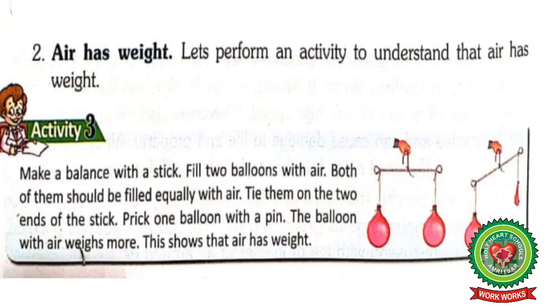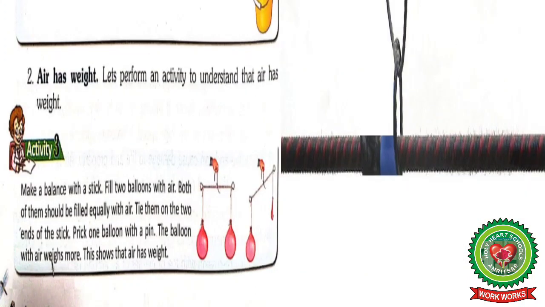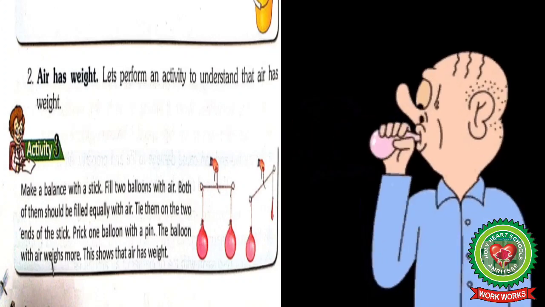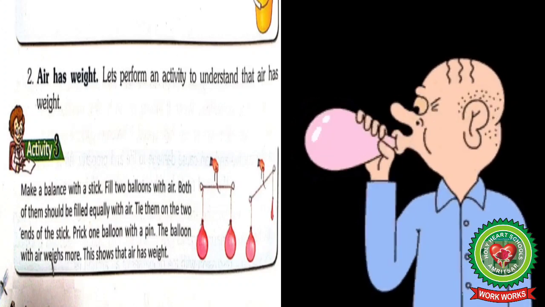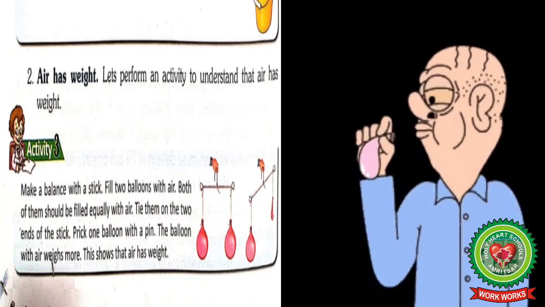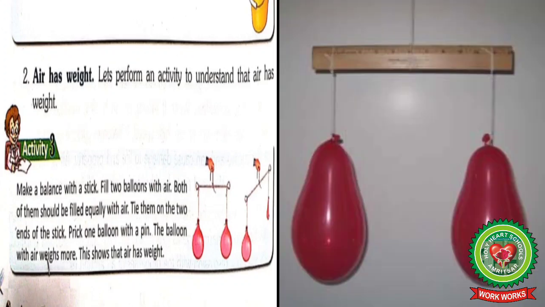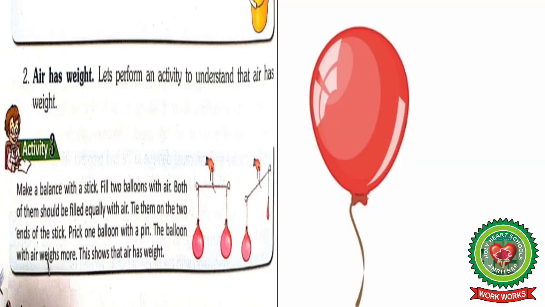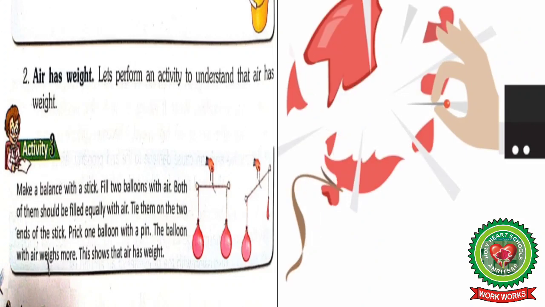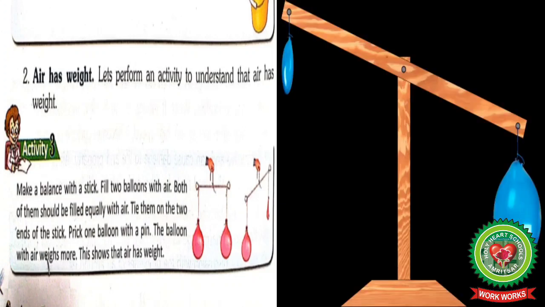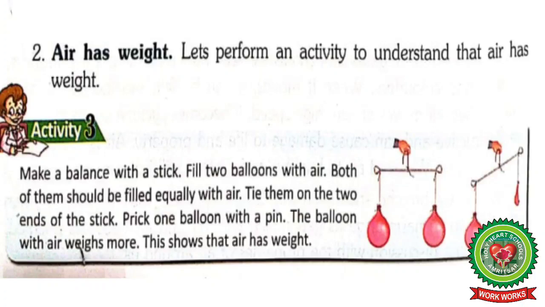Let's read that activity. Make a balance with a stick. Fill two balloons with air. Both of them should be filled equally with air. Tie them on the two ends of the stick. Prick one balloon with a pin. Then you will observe the balloon with air weighs more. This shows that air has weight.